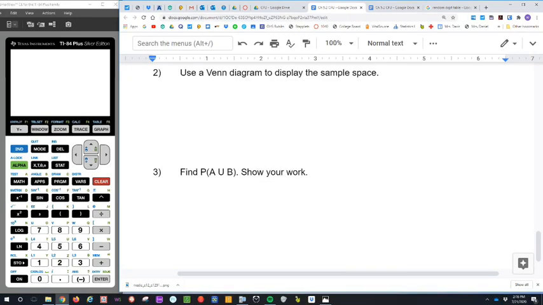All right, number 2, use a Venn diagram to display the sample space. So if you think about it, how would you create a Venn diagram that will display all 52 cards? That's what we want to do, to display the sample space for all 52 cards.